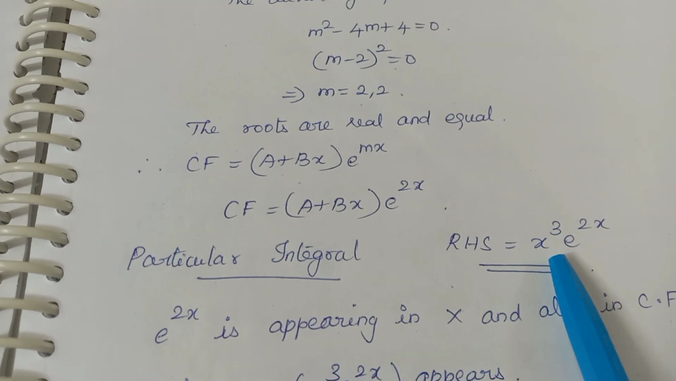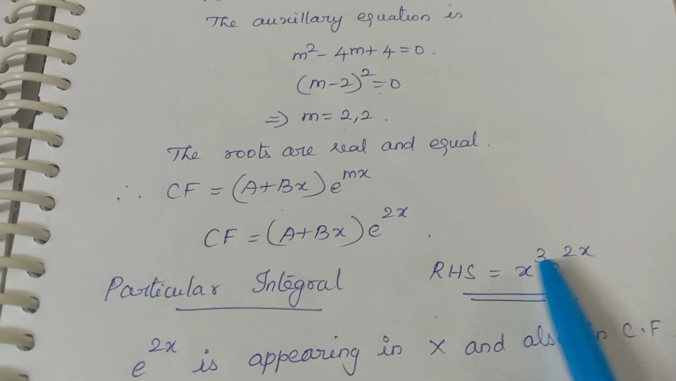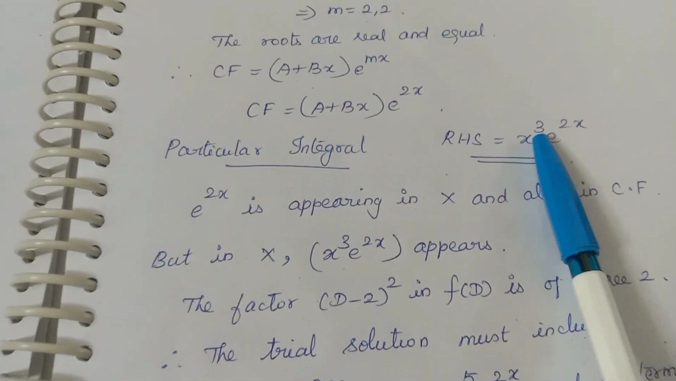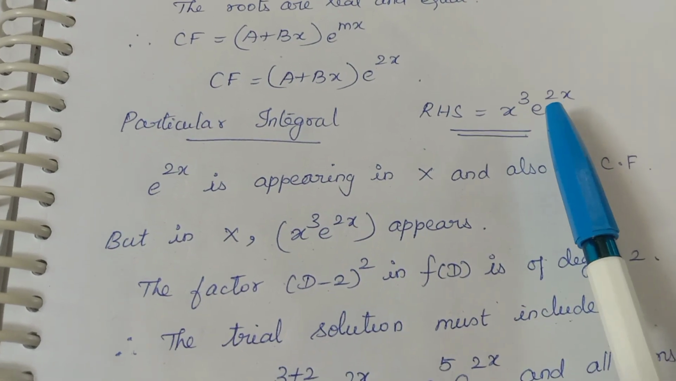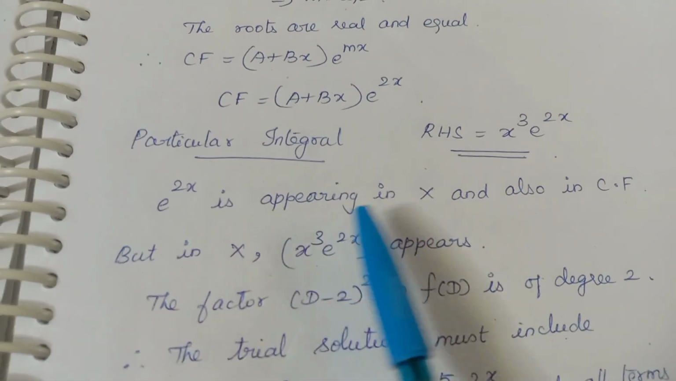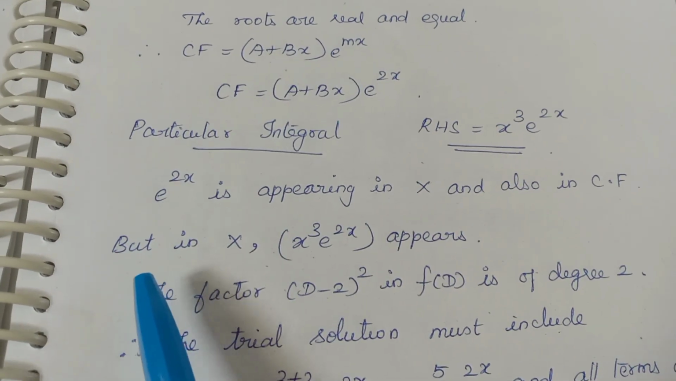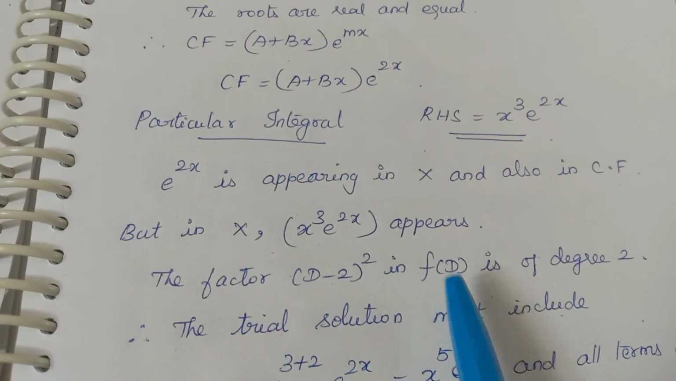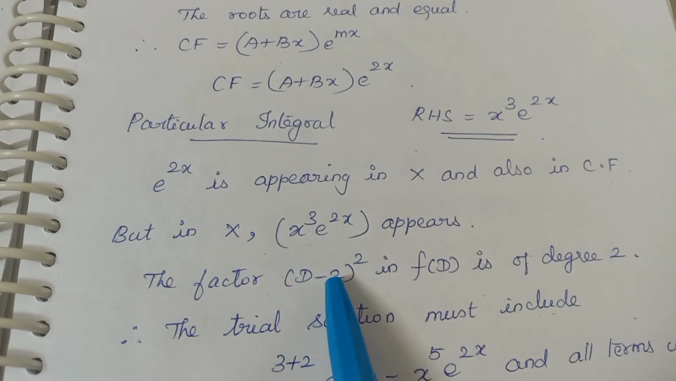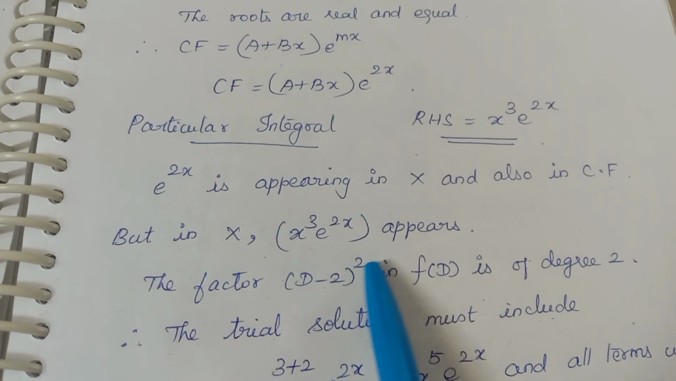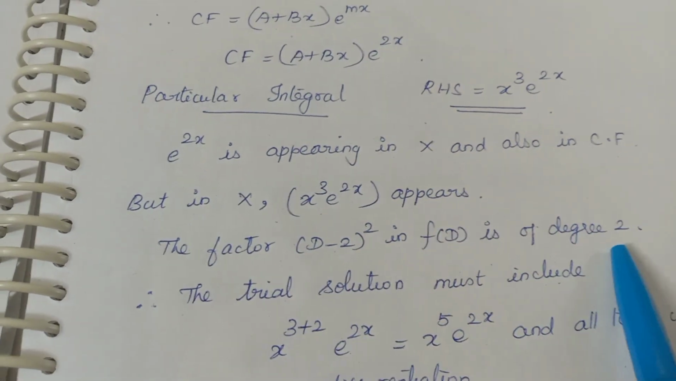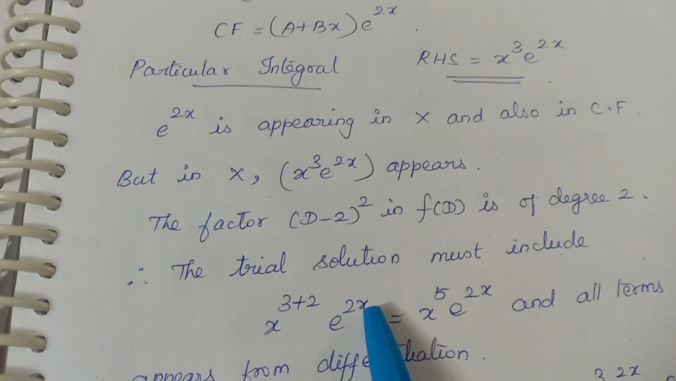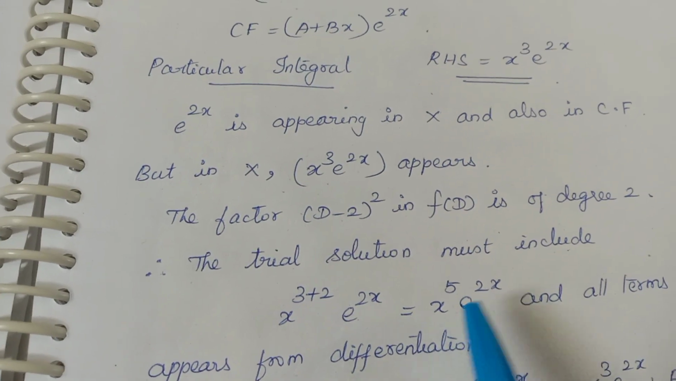So, what you have to do is, here it is power 3, no? Now, you see, here this factor is of power 2. So, power 3 plus 2 equal to what? 5. So, x power 5 e power 2x you have to include. So, e power 2x is appearing in the right hand side and also in the complementary function. But on the right hand side, it is appearing along with x cube. The corresponding factor in f of d is of degree 2. I am not mentioning this 2. Okay, this may be any number. But this power, look at this power. This is of degree 2. So, trial solution must include x power 3 plus 2 e power 2x. What is that? X power 5 e power 2x. I hope you understand this part.